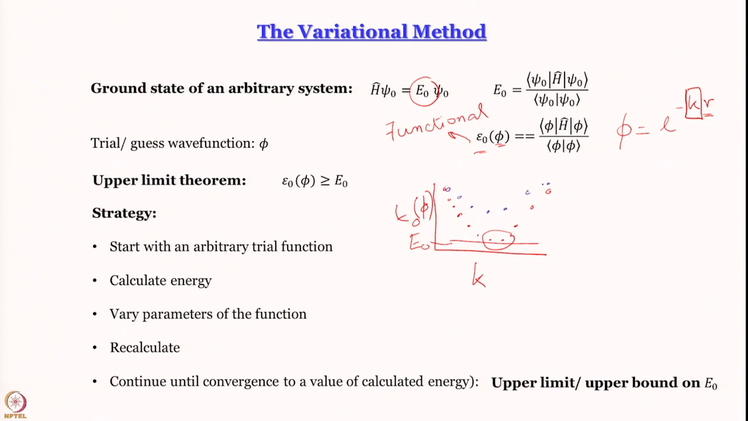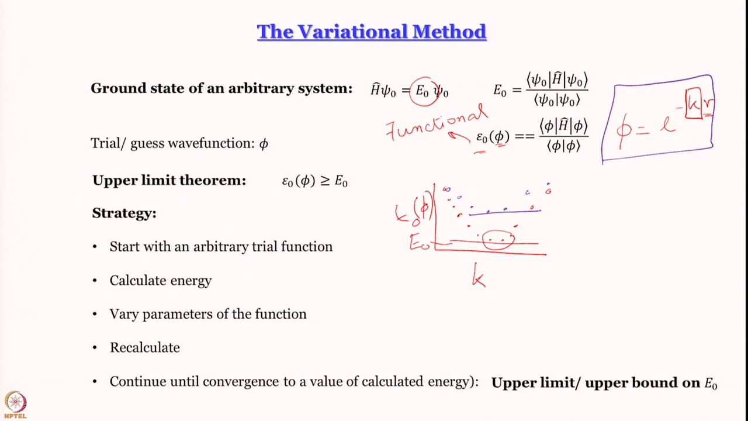That means that whatever trial function you have taken, that is not sufficient. You need a more complicated function. So, suppose I have started with phi equal to e to the power minus kr. And I am not getting correct convergence. I mean I get it, but the result I get is very far away from experimental values of energy.